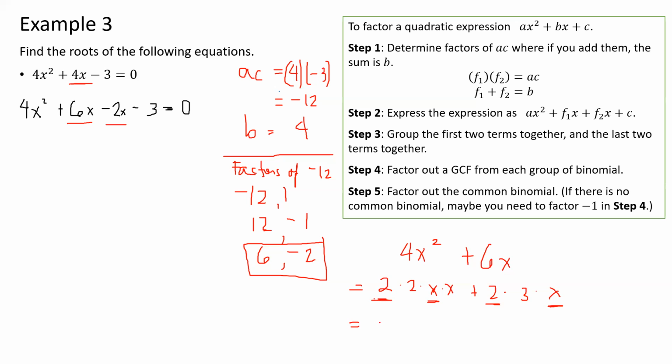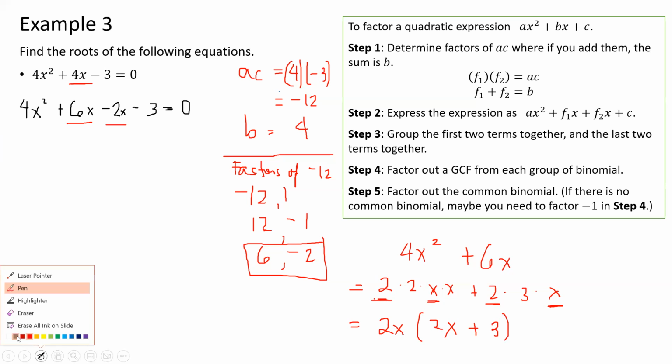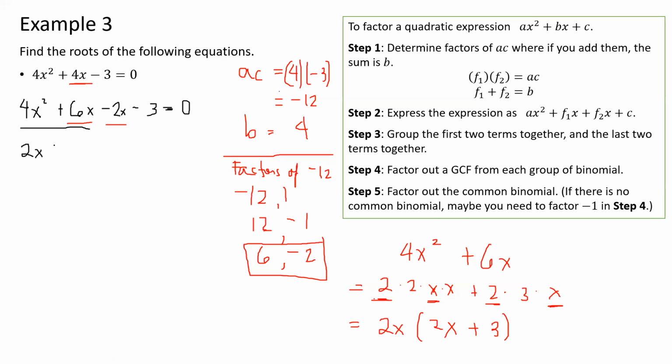can factor out 2x. And when we factor out 2x, what will remain? 2x here, and the second term is 3. So for the first two terms, we have 2x times 2x plus 3. And how about these next two terms? So we can rewrite this as negative 2x minus 3. Okay.